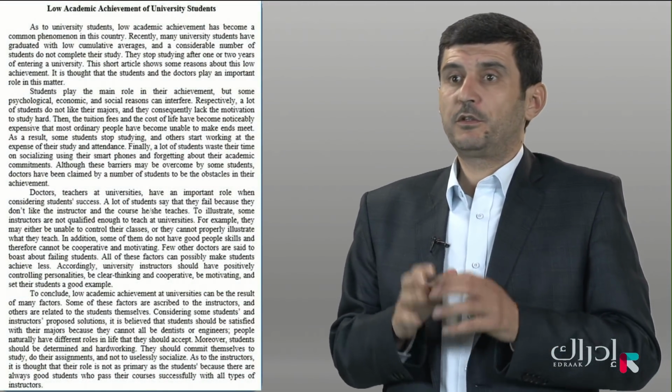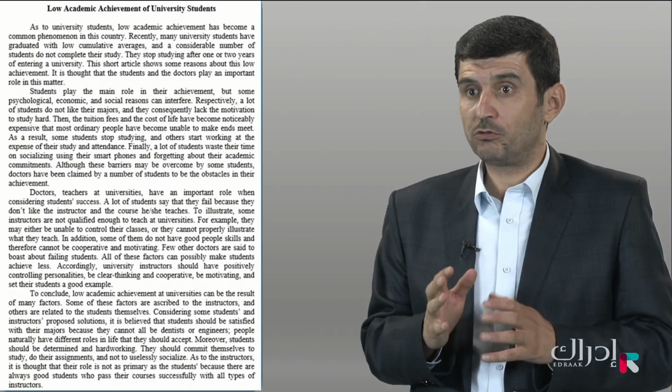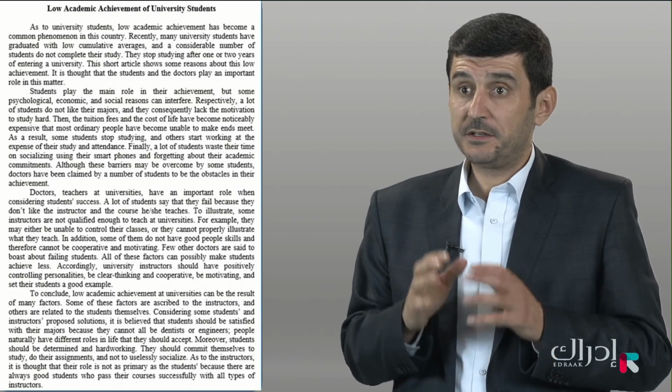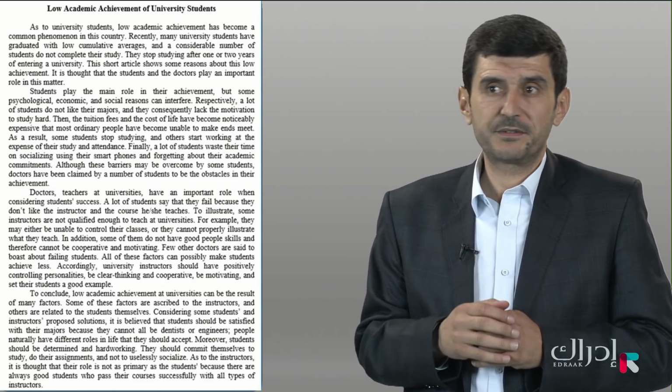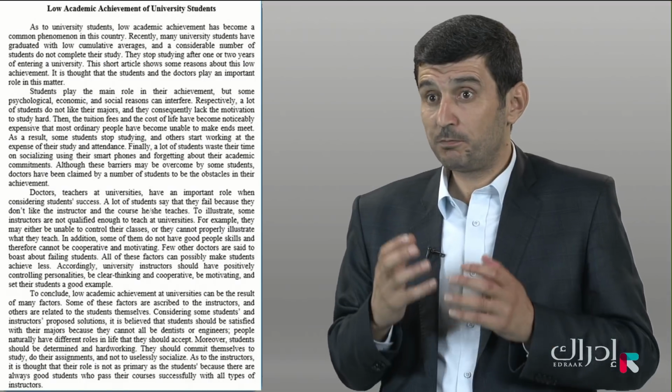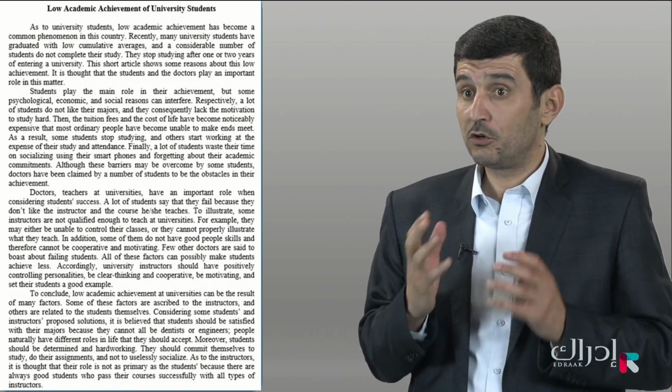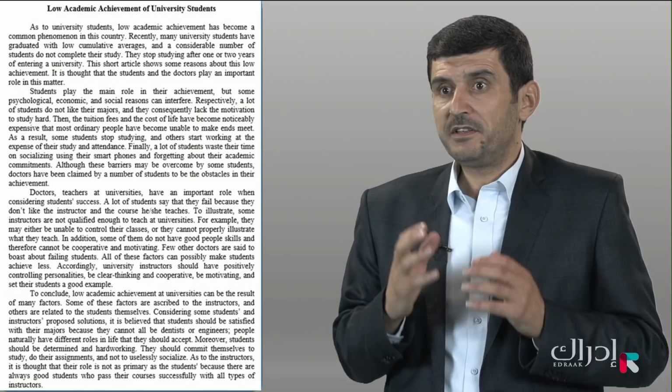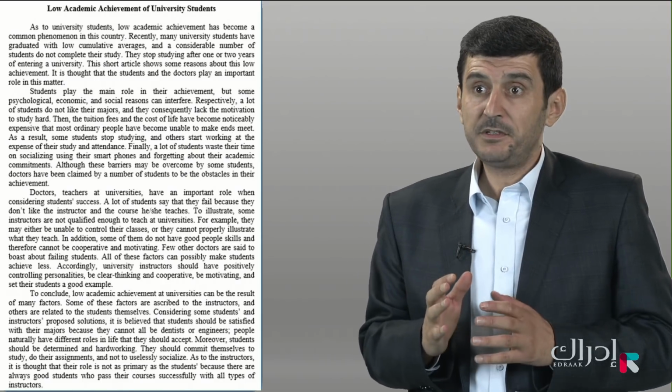The passage we have is about low academic achievement. It first appears to you as a whole, as you see. It is composed of 4 paragraphs, an introduction, 2 body paragraphs, and a conclusion. We will then take each paragraph separately and locate the signal words and study them. Let's start the first paragraph.